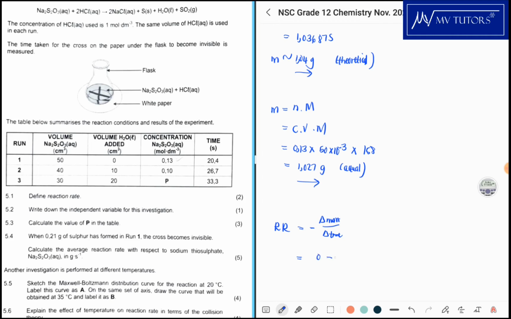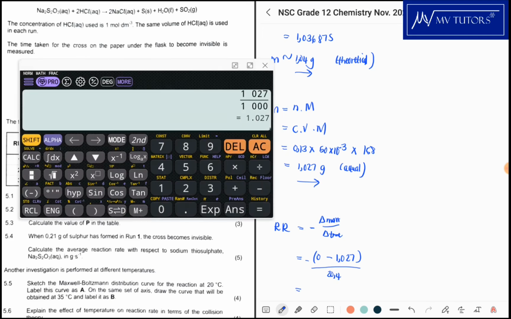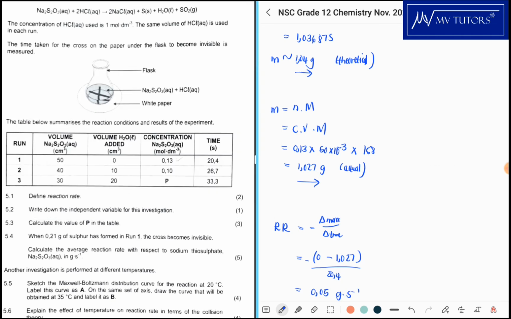And the initial mass is 1,027, and that is divided by 20,4. So the rate of the reaction is 1,027 divided by 20,4. And we get, rounding off to 2 decimal places, 0,05 grams per second, which is what they wanted, right?